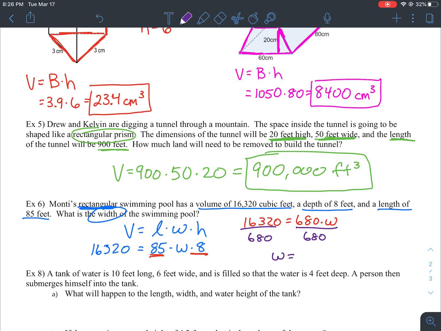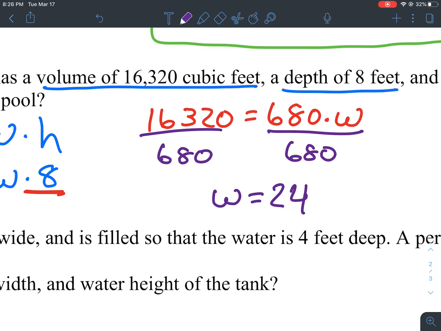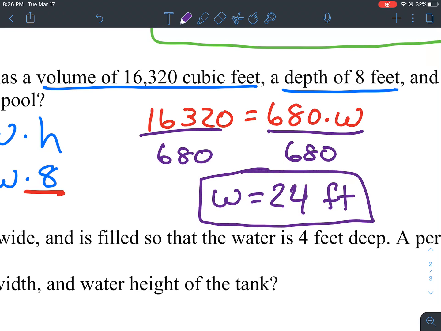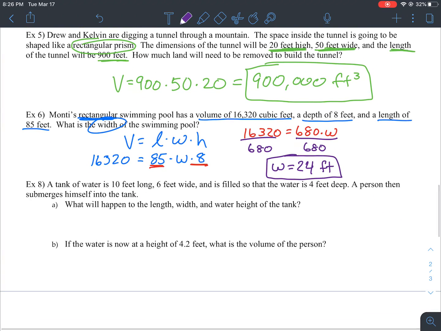So 16,320 divided by 680 comes out to be 24. Now remember, 24 is the width. It's a one-dimensional unit, front to back. There's no up or down. There's no side to side. So it's 24 feet, not feet squared, not feet cubed. The width of the pool is 24 feet.